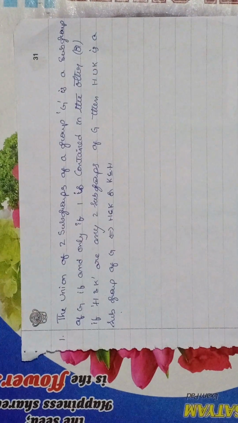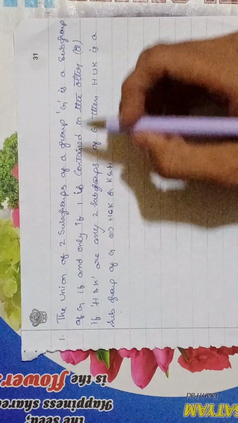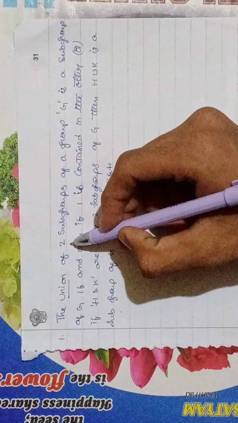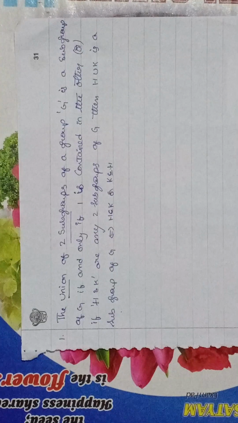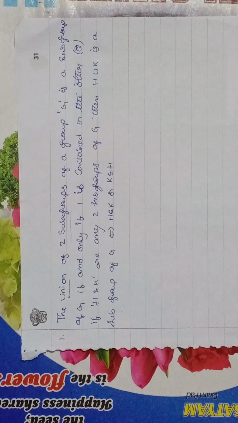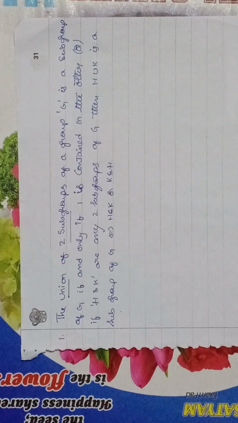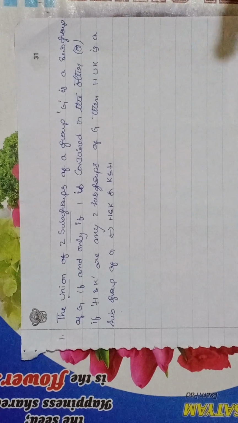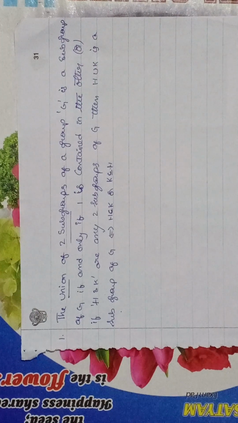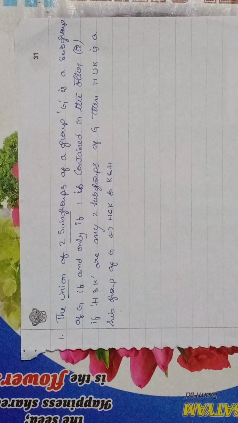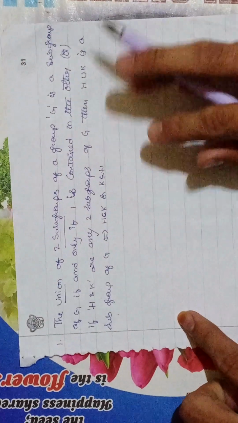Here we can take two subgroups. Then the union of two subgroups is again a subgroup, which we can observe when the first subgroup is a subset of the second subgroup, or the second subgroup is a subset of the first, that is, one is containing the other. Okay, let us write the proof.